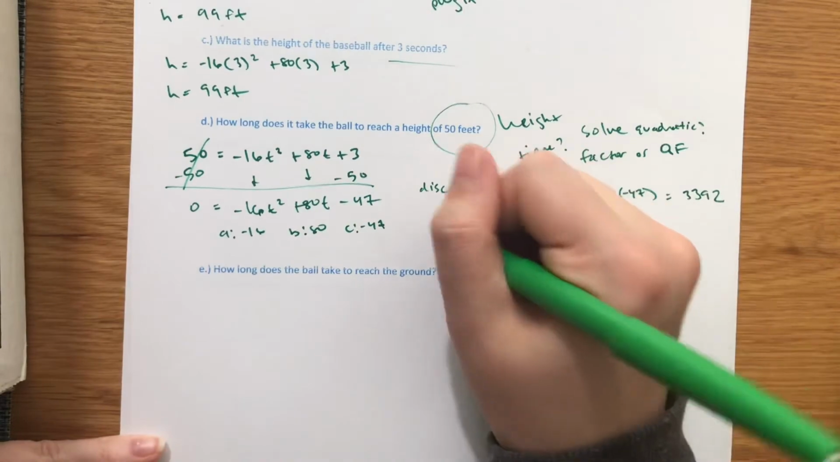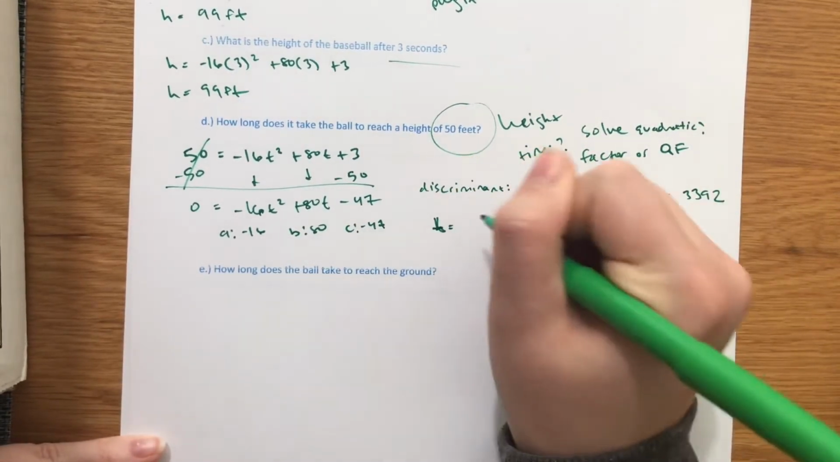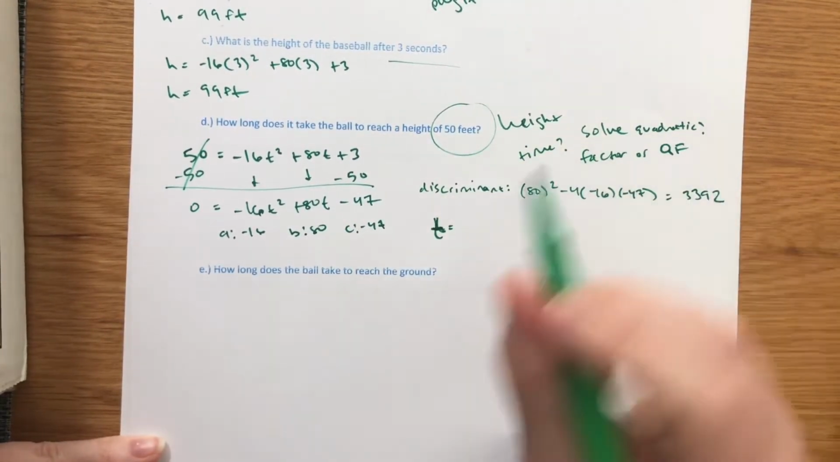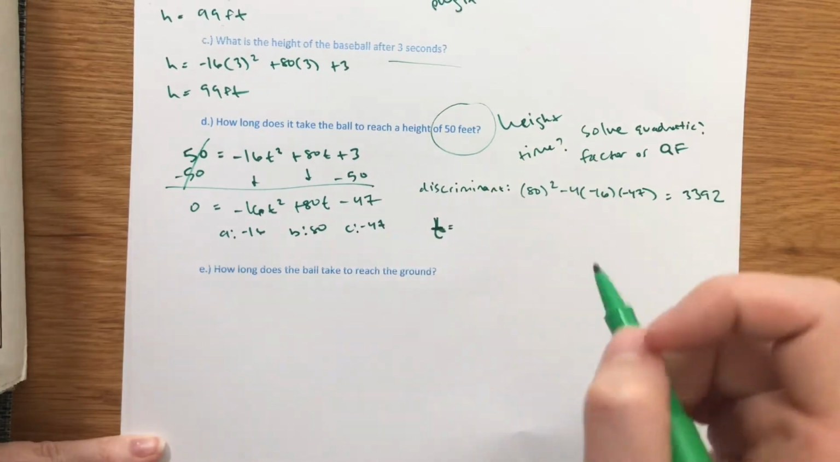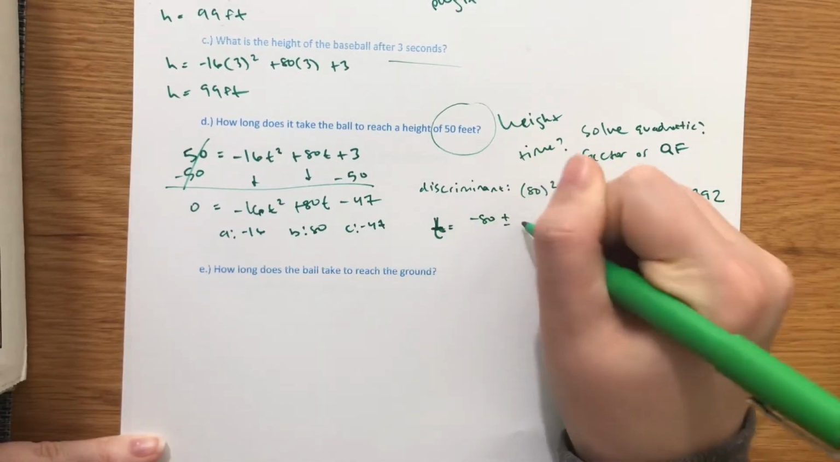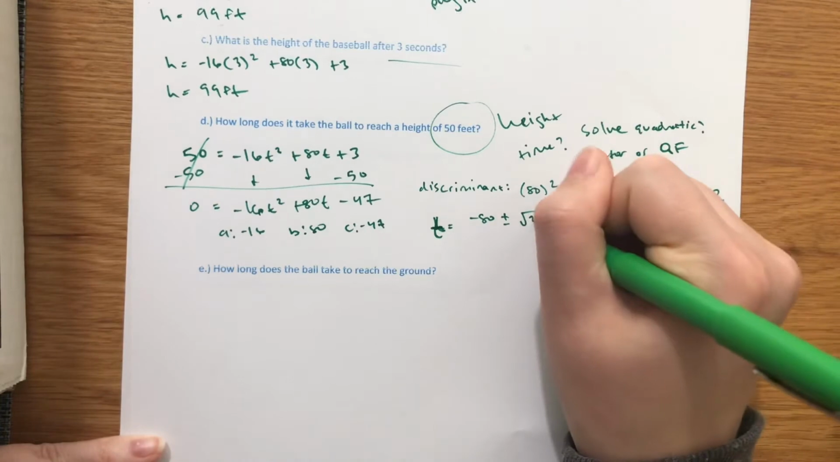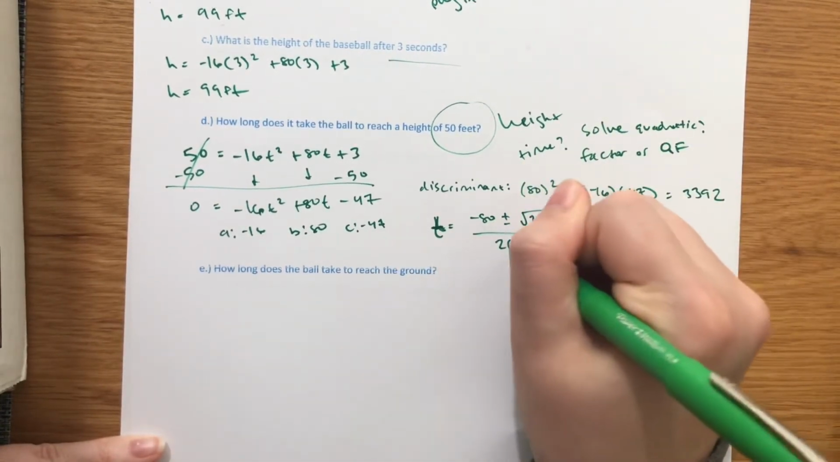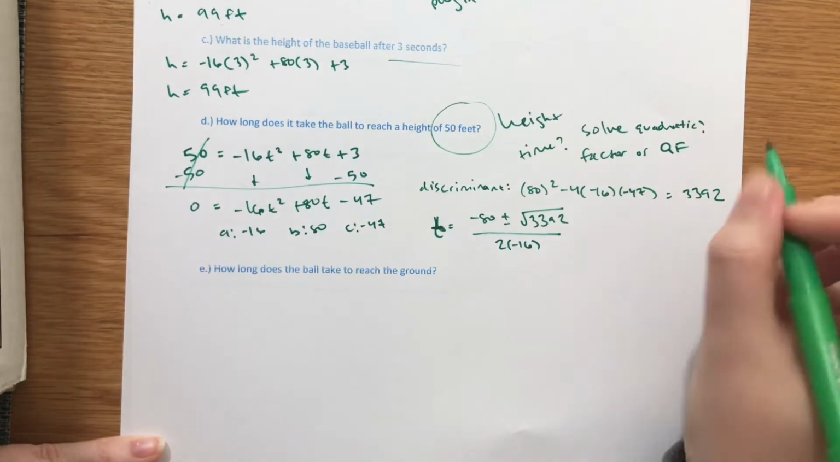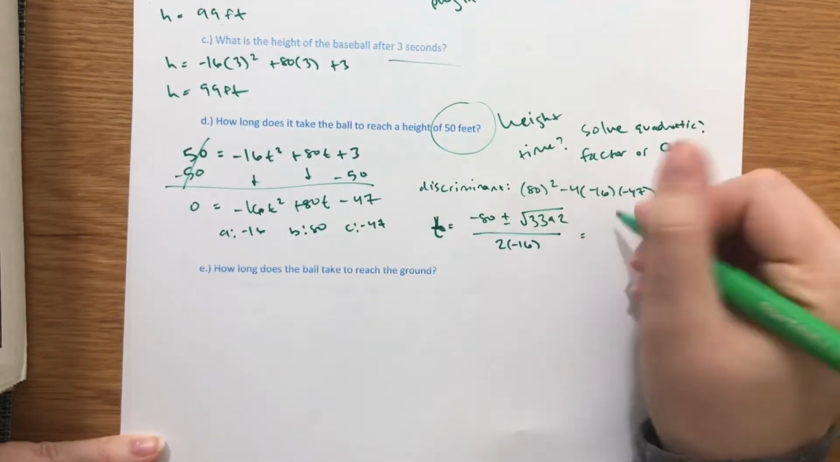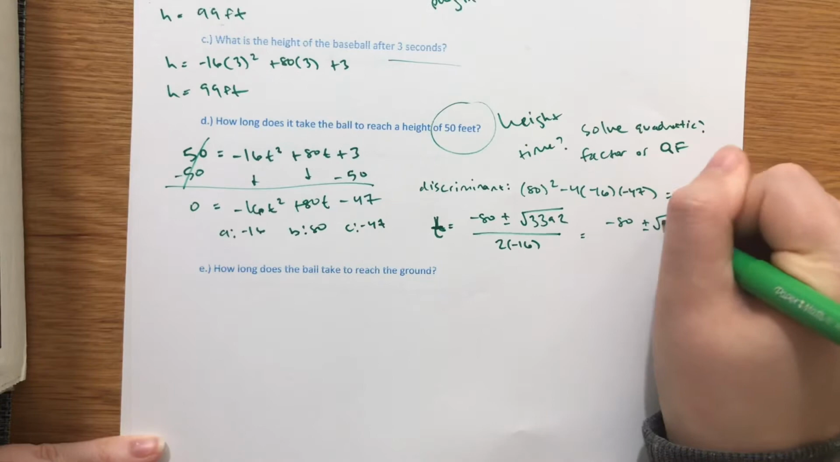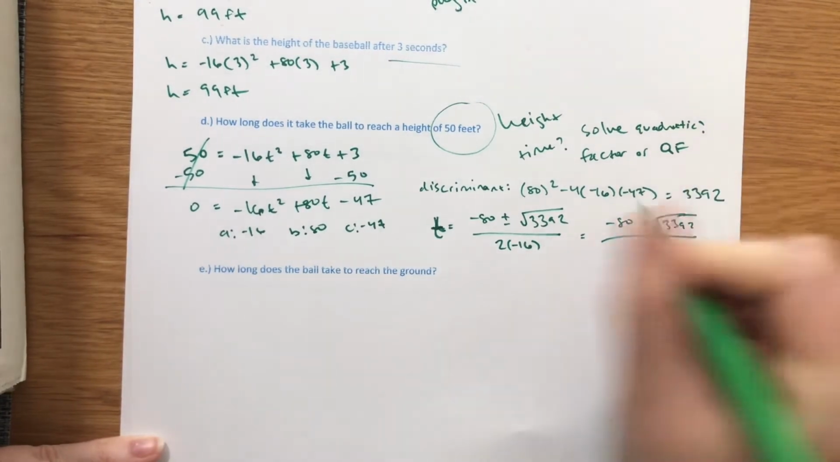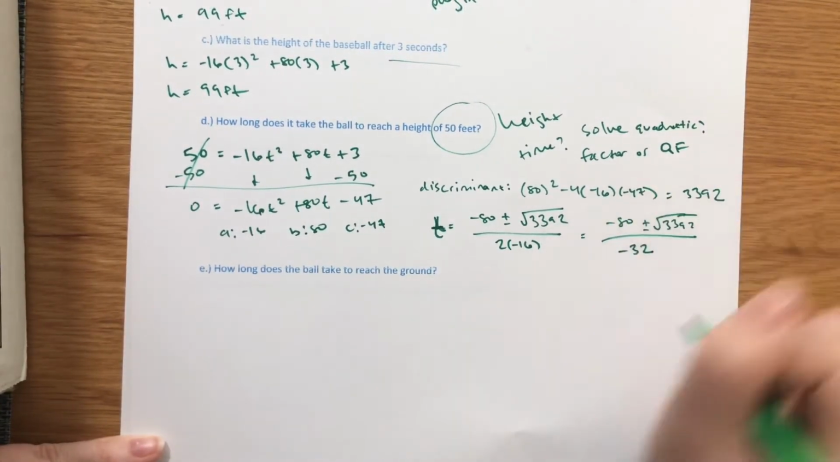So let's plug everything else into the quadratic formula. In this case, we're solving for t, time. T equals negative b, so negative 80, plus or minus the square root of 3,392, all over 2 times negative 16. So I'm going to simplify it a little bit real quick. Negative 80 plus or minus the square root of 3,392, all over 2 times negative 16 is negative 32.